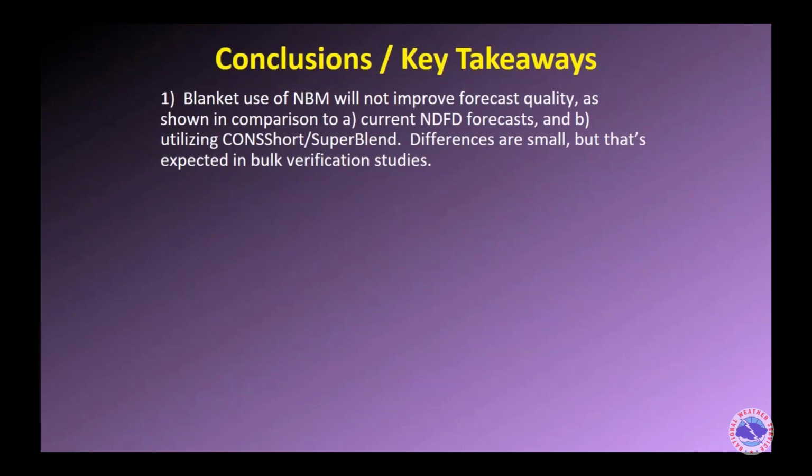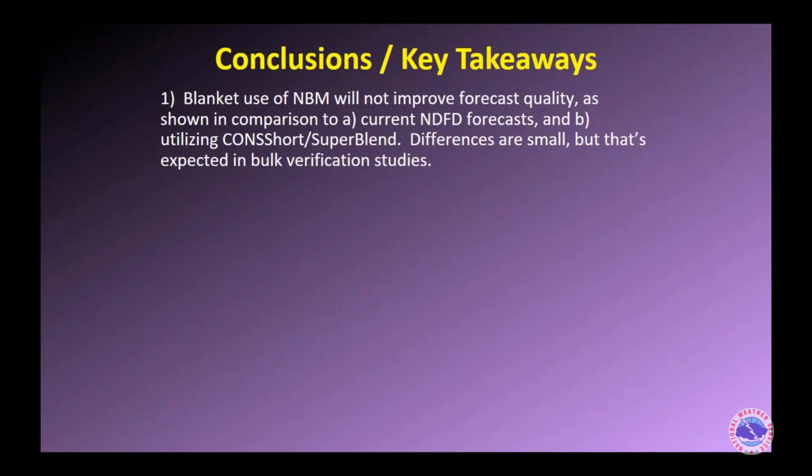So we'll go through some conclusions and key takeaways. The biggest takeaway is a blanket use of NBM will not improve forecast quality, as shown in comparison to our current NDFD forecasts. So the whole conshort and super blend thing aside, current NDFD forecasts are already beating the NBM, and we're doing really good as an office in that regard. And then, like I said, utilizing conshort and super blend.